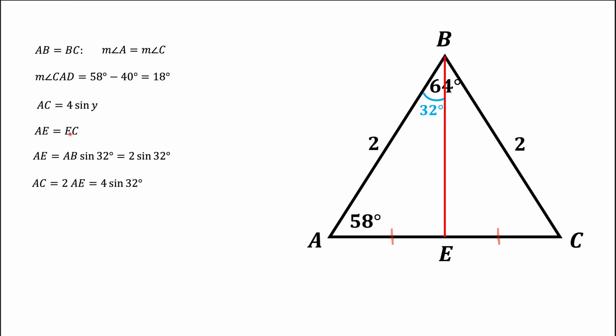And now look here, we have AC as 4 times sine Y, and we also have AC as 4 times sine of 32 degrees, which gives us the relationship between sine of Y and sine of 32 degrees. And now the big question is, what is Y? Obviously, there is one solution, that Y equals 32 degrees. That will satisfy this equation. But remember, Y is an angle in a triangle, and angles in a triangle are between 0 and 180 degrees.